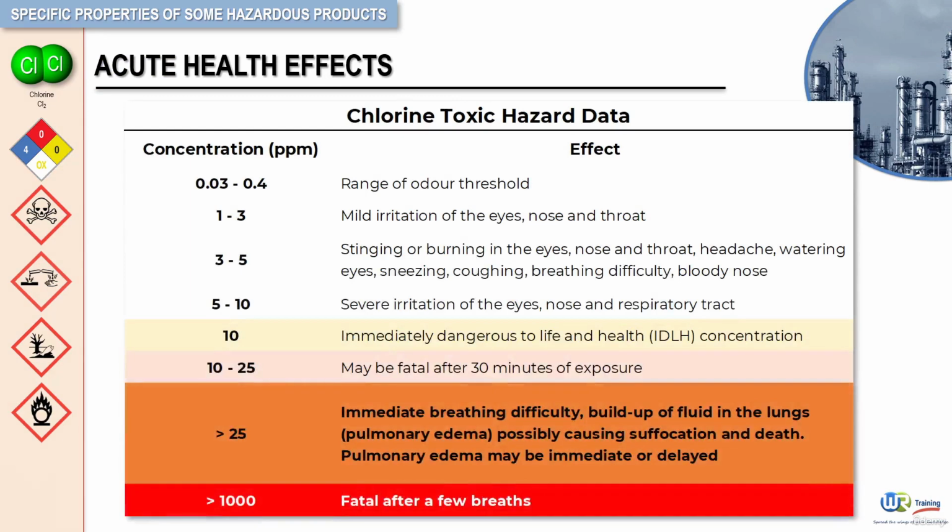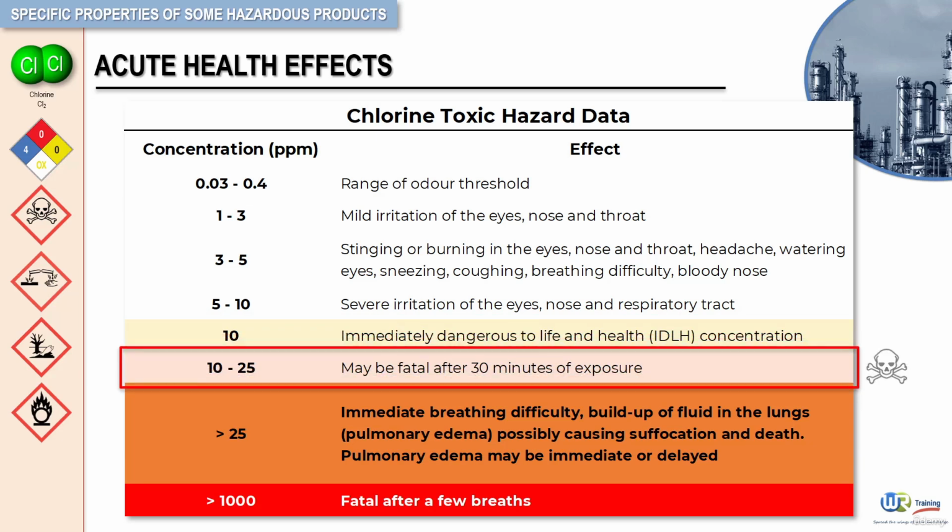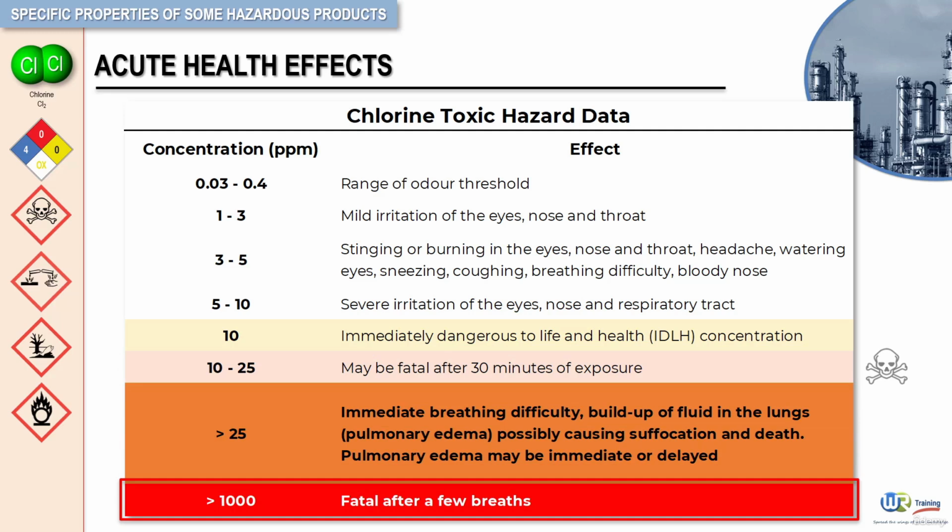The following table summarizes the short-term health effects from exposure to chlorine. It is important to note here that the IDLH for chlorine is only 10 ppm. For concentrations between 10 and 25 ppm, chlorine may be fatal after 30 minutes of exposure. And for concentrations above 1000 ppm, chlorine is fatal after a few breaths. This emphasizes the extreme toxicity of this hazardous substance. Lastly, keep in mind, workers who have pre-existing lung disorders, for example asthma or allergies, tend to be more sensitive to the irritating effects of chlorine.